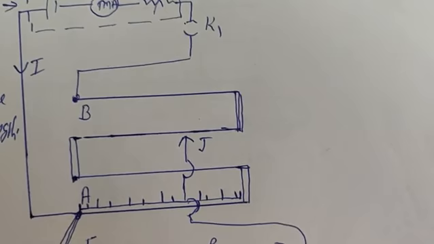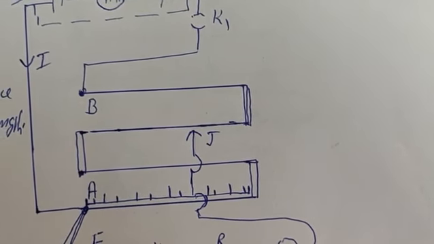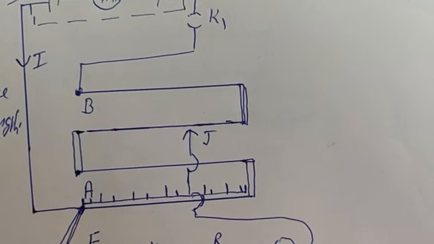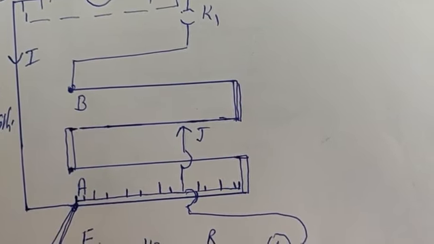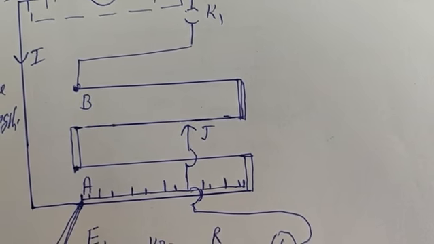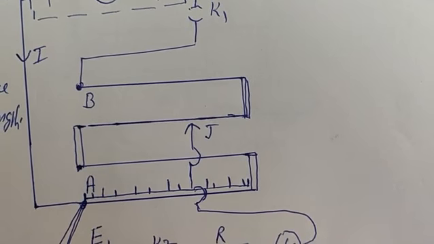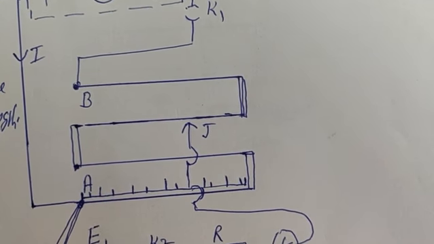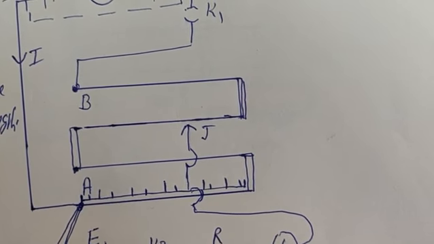The principle of potentiometer is, if a steady current flows through a wire having uniform area of cross section, then the potential drop is directly proportional to the length of the wire. I repeat, if a steady current passes through a wire having uniform area of cross section, then the potential drop is directly proportional to the length of the wire.